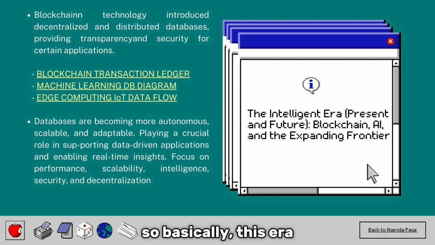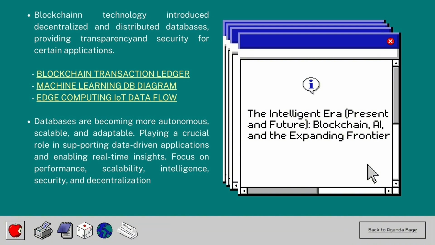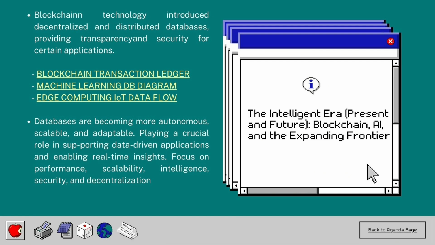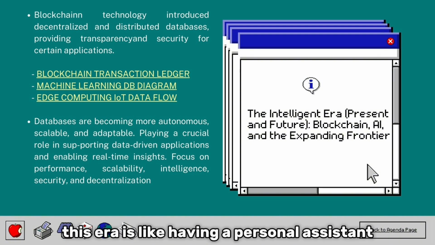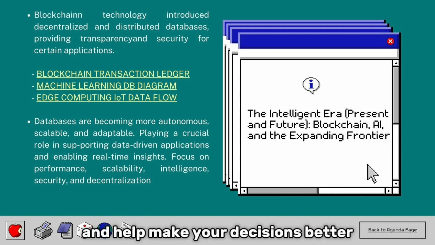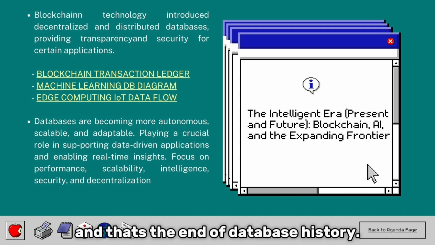To basically sum this era up, databases are getting smarter, they use AI, and databases can handle even bigger amounts of data and work in real time. This era is like having a personal assistant who can anticipate your needs and help make your decisions better. And that is the end of the database history.